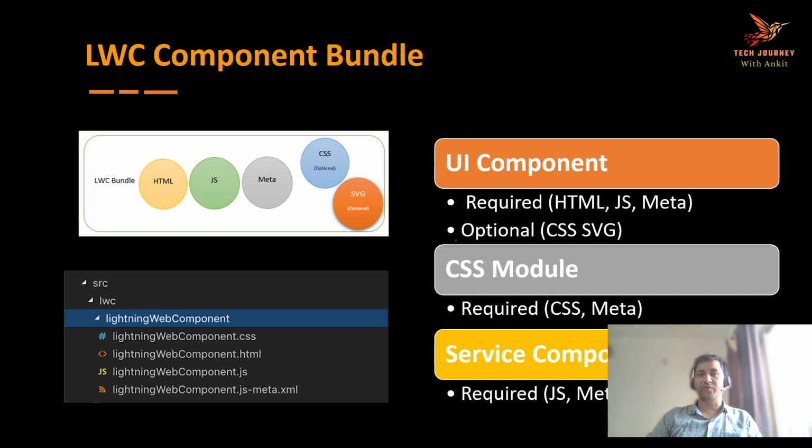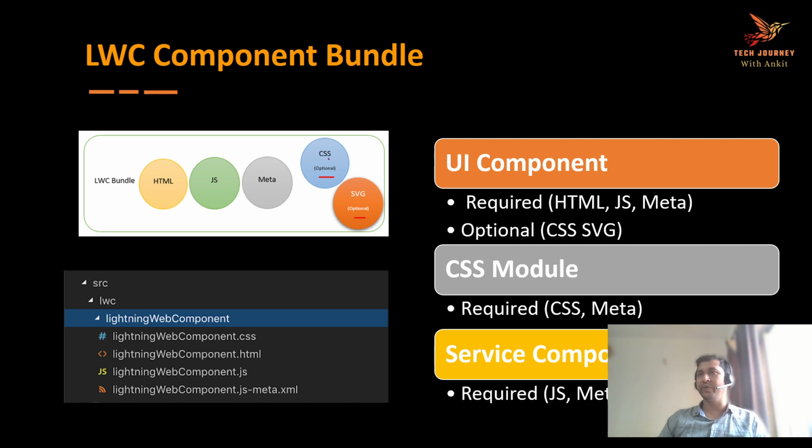Let's come to the next topic for discussion, that is the component bundle. Now what is component bundle? Component bundle is something which will define what all different files will be present in your component. By default, whenever you are creating the component, we get three different files. First is the HTML file, second is the JavaScript file, and third is the XML file. But in addition to these files, you can also add two further files as well. One is the CSS file and second is the SVG file.